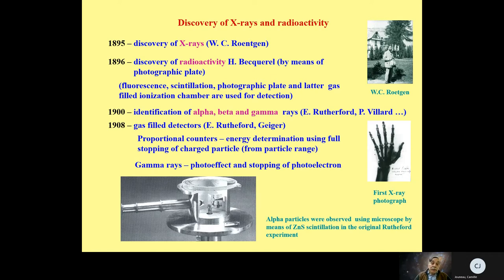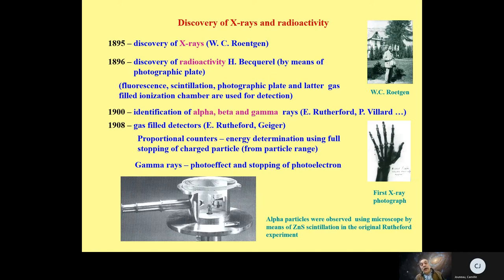These proportional counters, in principle, could also be used for gamma rays. For gamma rays you have a problem, because photons are not charged. That means ionization is not possible directly, but it is possible to do it another way.